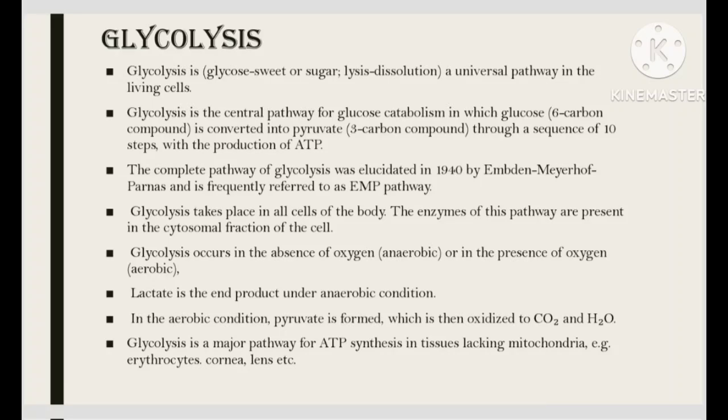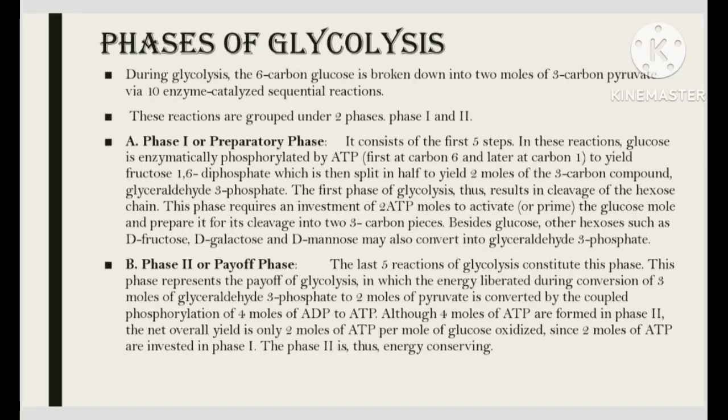The enzymes of this pathway are present in the cytosolic fraction of the cell. Glycolysis occurs in the absence of oxygen (anaerobic) or in the presence of oxygen (aerobic). Lactate is the end product under anaerobic condition. In the aerobic condition, pyruvate is formed, which is then oxidized to CO2 and H2O. Glycolysis is a major pathway for ATP synthesis in tissues lacking mitochondria, e.g. erythrocytes, cornea, lens, etc.